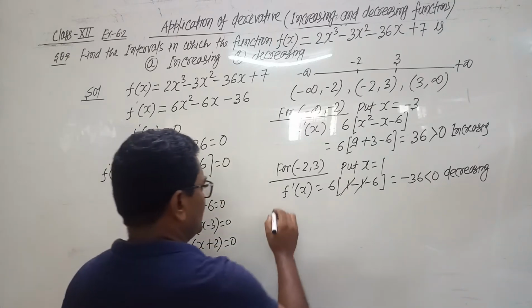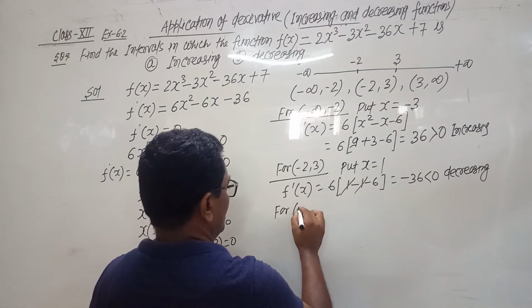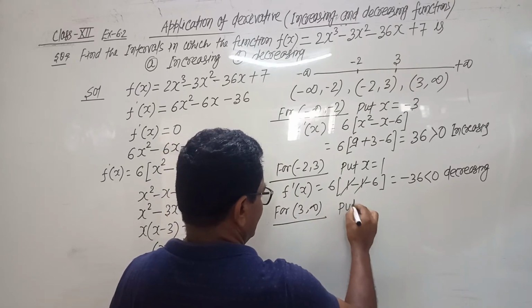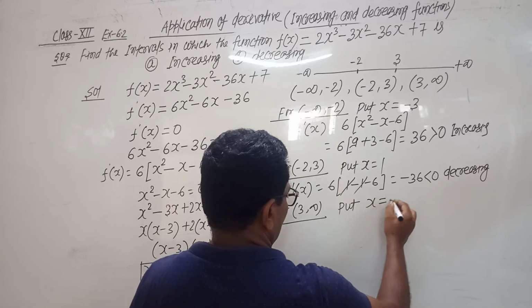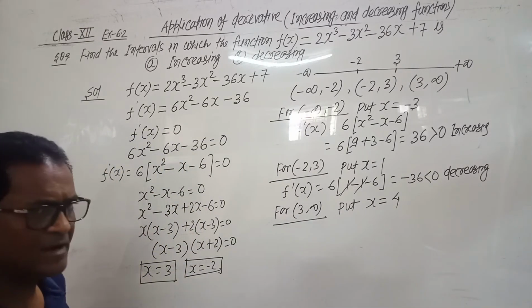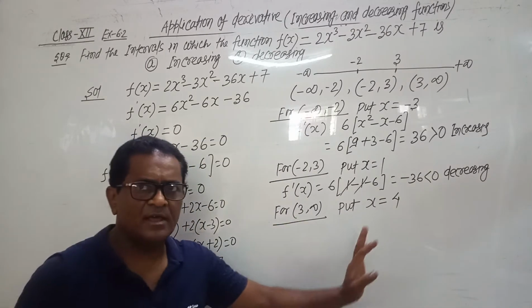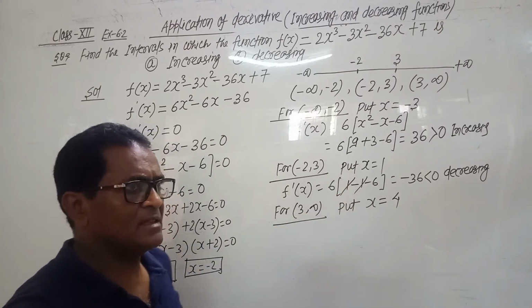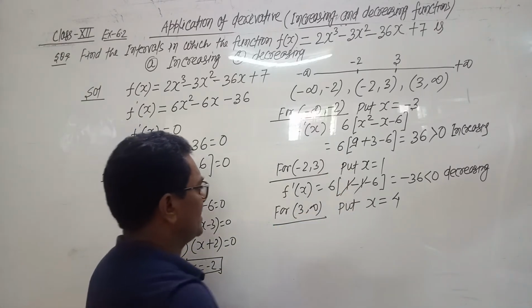Now let us take the last interval, 3 to infinity. Put the value of x lies between 3 to infinity. Let us take 4. 4 is a value that lies between 3 and infinity. There are so many values. You can take any one of the values lying between 3 to infinity. The result will be the same for any value.